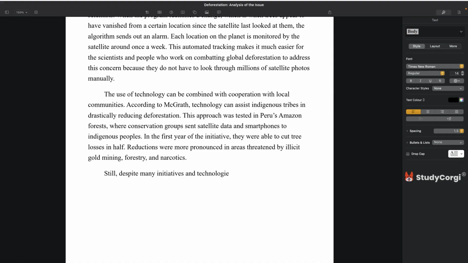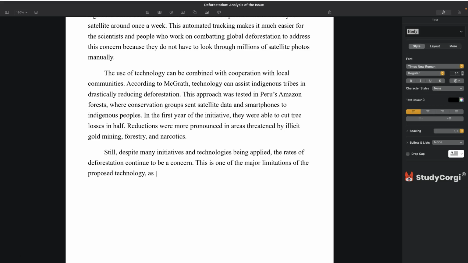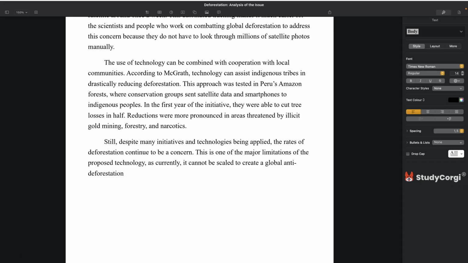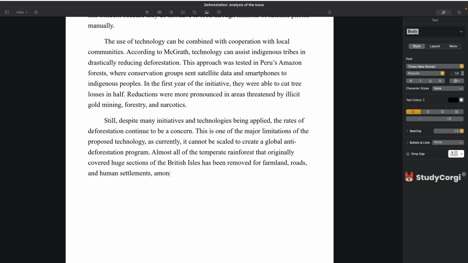Still, despite many initiatives and technologies being applied, the rates of deforestation continue to be a concern. This is one of the major limitations of the proposed technology, as currently, it cannot be scaled to create a global anti-deforestation program. Almost all of the temperate rainforest that originally covered huge sections of the British Isles has been removed for farmland, roads, and human settlements, among other things.